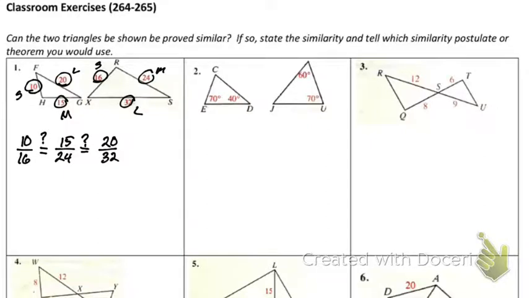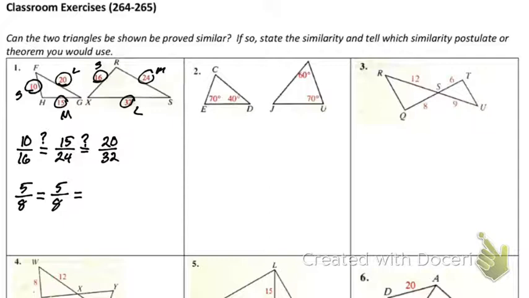So let's reduce these down. Well, 10 over 16, I know a 2 can go in both of them. So 10 divided by 2 is 5, and 16 divided by 2 is going to give me 8. And I'm hoping it equals the next one. What goes into 15 and also goes into 24? Yeah, Lydia, 3. And 15 divided by 3 is 5, 24 divided by 3 is 8. So we're good there. What goes into 20 and also goes into 32? What's the biggest thing that goes into 20 and also goes into 32?